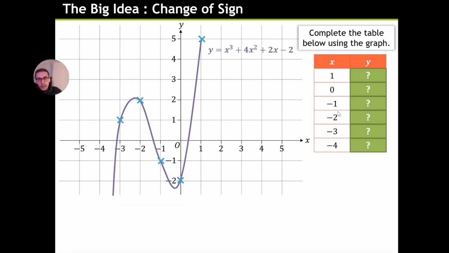Okay, pause the video and have a go at substituting these x values in to work out what the y values are. You can use the graph actually, because a lot of these numbers are quite nice.